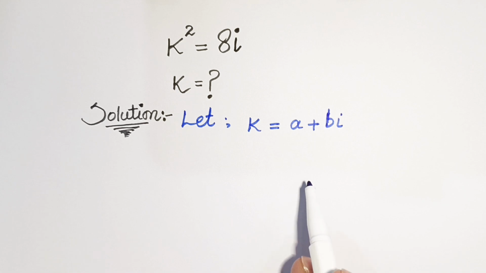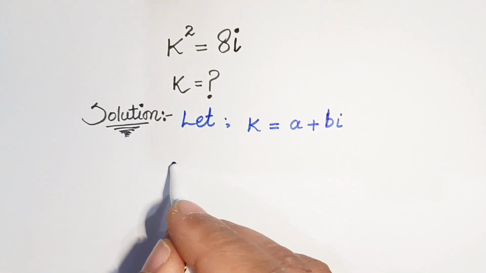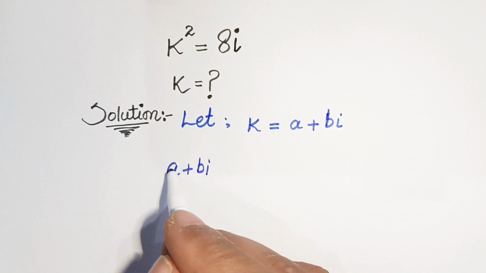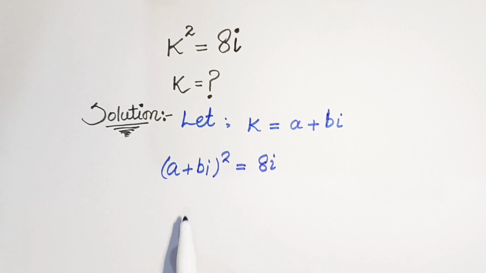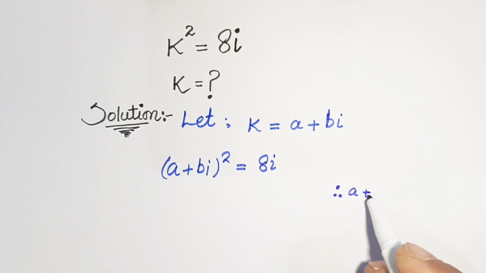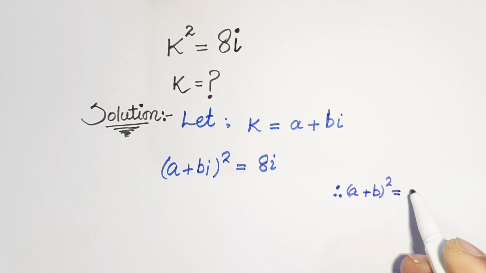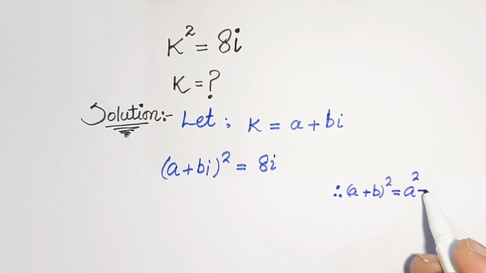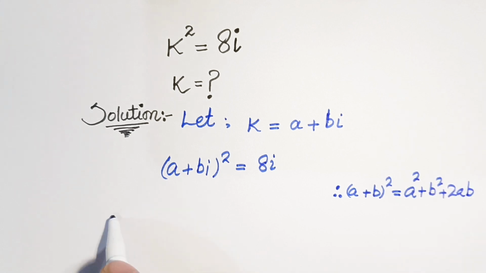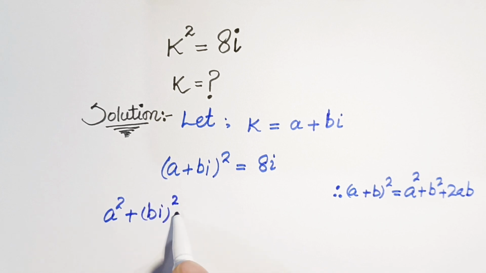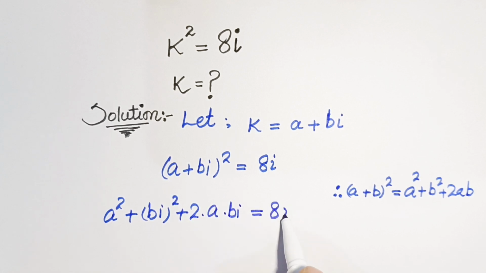Now if we put this value here, then we get (a plus bi) whole squared is equal to 8i. As we know, we have a nice algebra formula that (a plus b) whole squared is equal to a squared plus b squared plus 2 times a times b. Using this, we get a squared plus (bi) squared plus 2 times a times bi, which is equal to 8i.